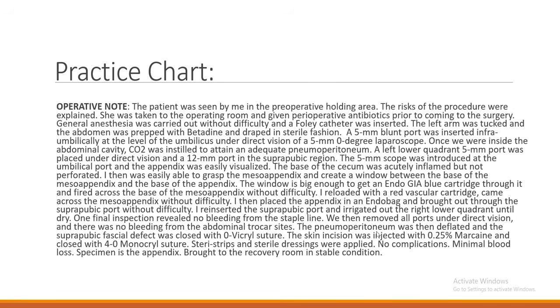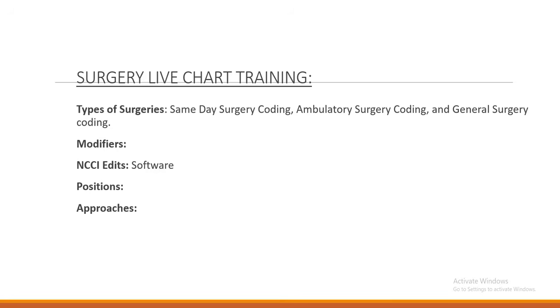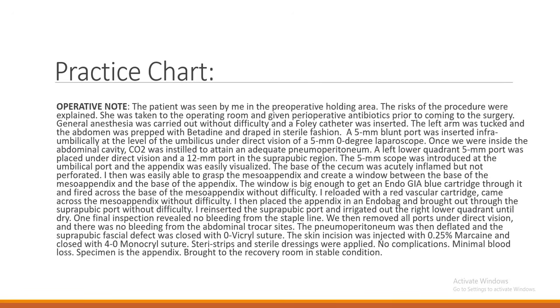The pneumoperitoneum was then deflated and the suprapubic fascial defect was closed with Vicryl suture. Okay. Again, the skin incisions were injected with 0.25% Marcaine and closed with 4-0 Monocryl sutures. Again, Steri-Strips were applied. Okay. Here, the specimen is the appendix, and the patient was brought to the recovery room in stable condition. So this is the operative report. In live coding, you will get the operative report like this only.